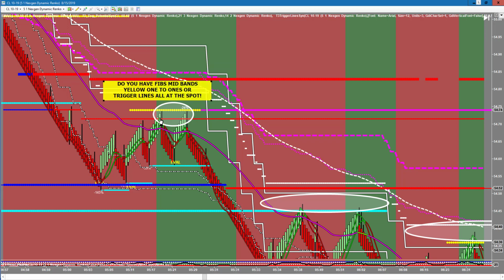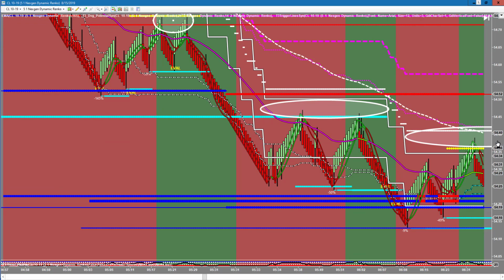So we don't have triggers here. We're kind of in between the triggers, but again, obviously very strong conditions. Could you have gone short? Could you have made money? Where would you have gotten in? Where would you have gotten out? Would you have managed it? We're not going to get into that half of it yet, but I just want you to see the trades themselves. All right, the next circle.